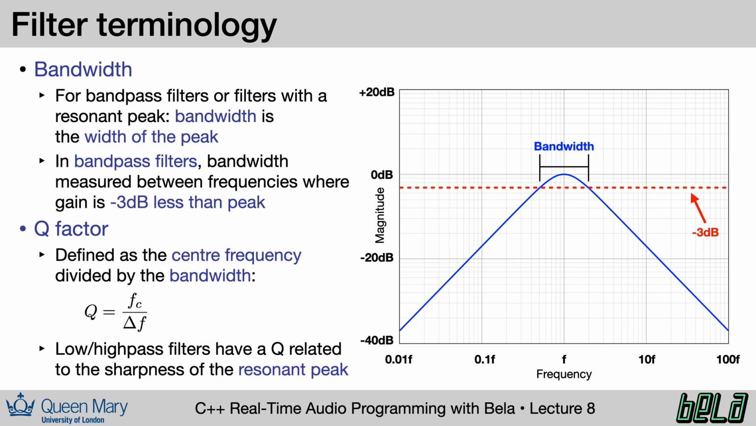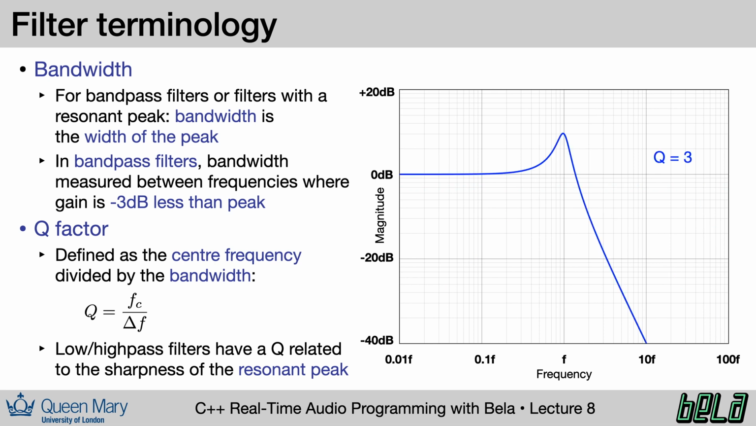We can also talk about the Q of resonant low or high-pass filters, like this one. The Q here describes the sharpness of the resonant peak around the cutoff frequency. So here we have a Q equal to 3, a Q equal to 6 will have a sharper, higher peak, and then we can see some other examples of progressively lower Qs. Notice that each of these has the same critical frequency of F, but a different amount of peaking.